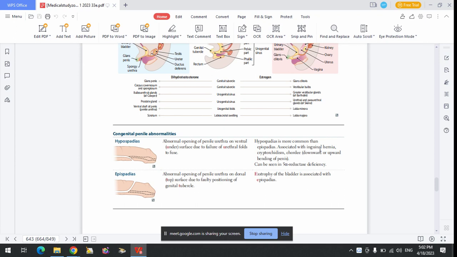You look at the cheek, it's not developed. Their face will look abnormal. You know, that's that.